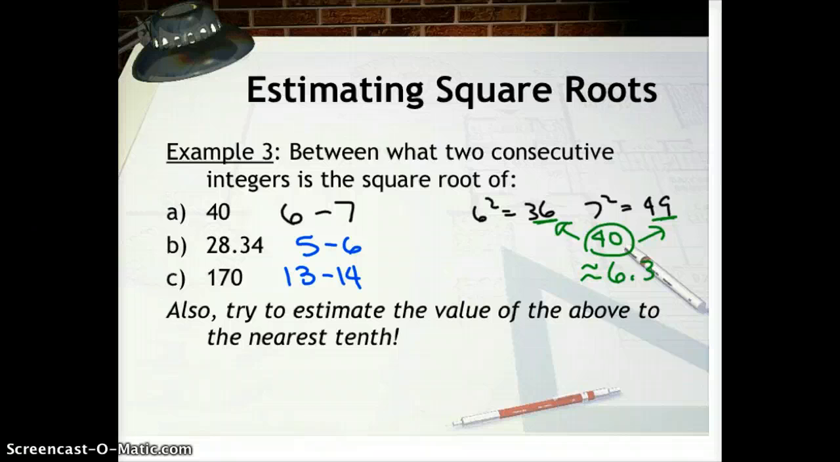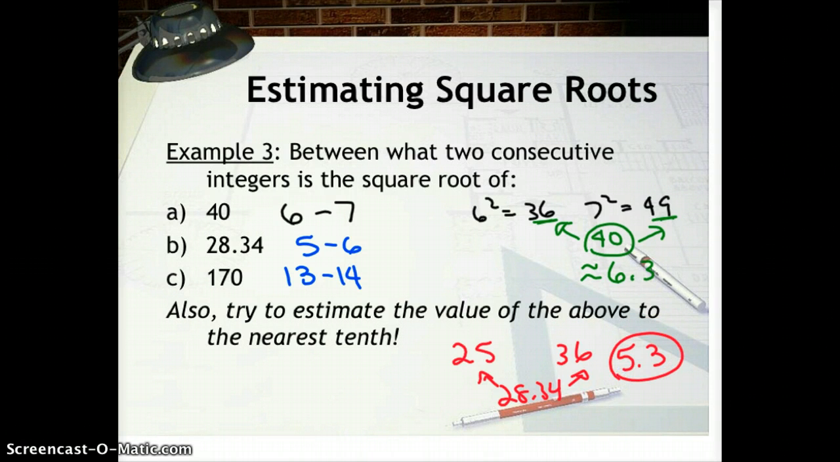If I'm looking for the square root of 28.34, again, you try to estimate and see if you can do that. So I'm looking between 25 and 36. This looks like it's only 3.34 away here and almost 8 away here. So it's definitely going to be closer to 5 than to 6, but not way, way closer. I'm going to guess about 5.3 again.